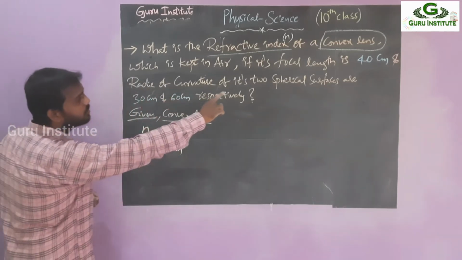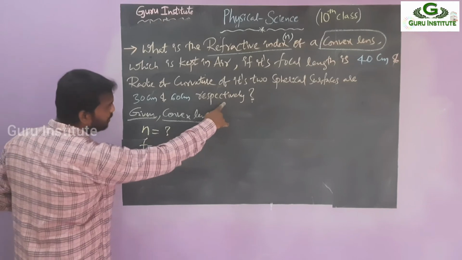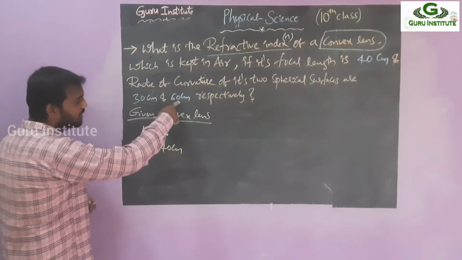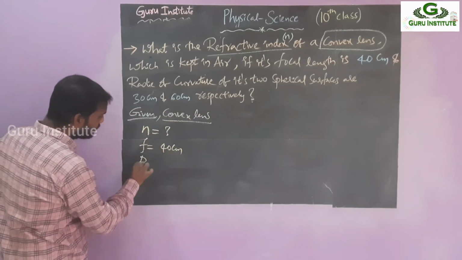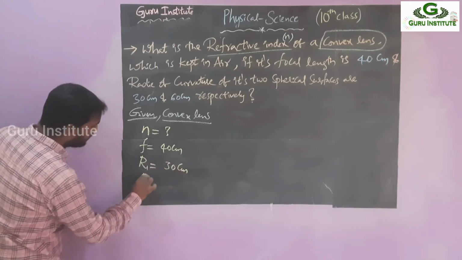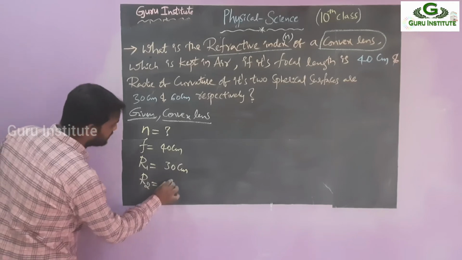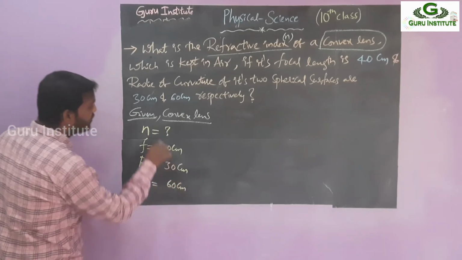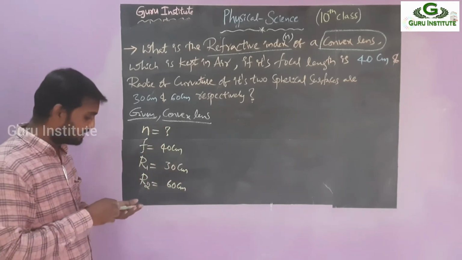And radii of curvature of the two spherical surfaces are 30 and 60 respectively. Means the first one R1, the second one R2 respectively. So R1 is how much? 30 centimeter given. R2 is how much? 60 centimeter given. So let's write the sign conventions here.